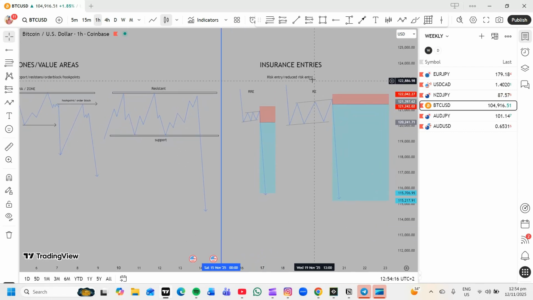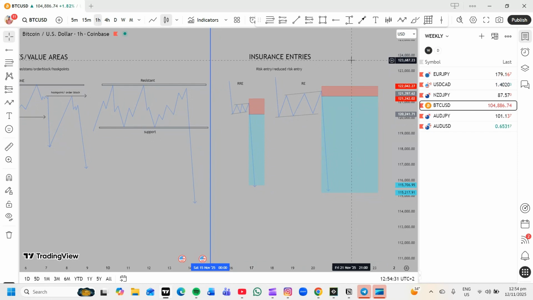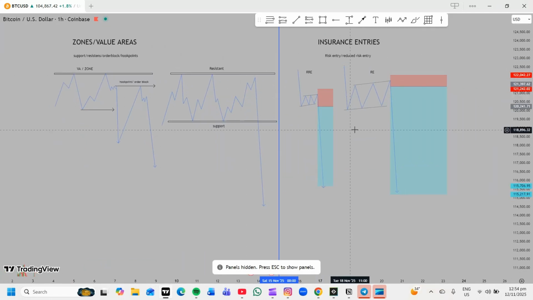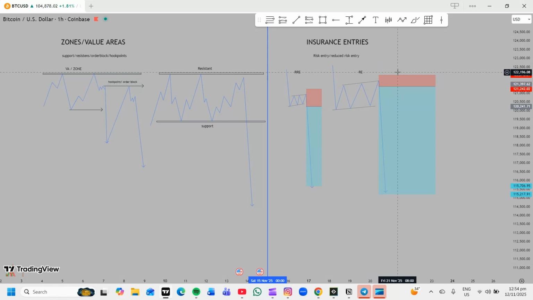So, an insurance entry, there are two ways to take it. There is a reduced risk entry or a risk entry. Risk entry, just the RE, risk entry, or reduced risk entry. So for some of us that have fixed risk, I risk 1% on every single trade that I take. So me risking 1% doesn't mean that because I took a risk entry, I'm gonna lose more than 1%. No, I'm still gonna lose 1% if it turns out to be a loss.